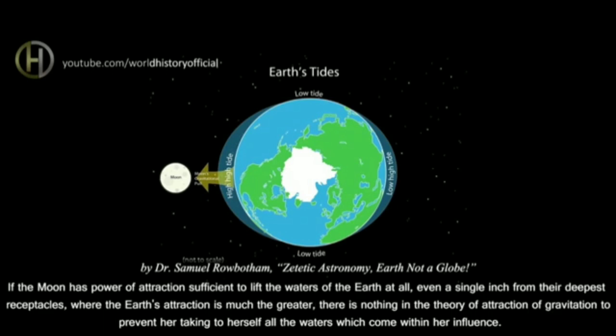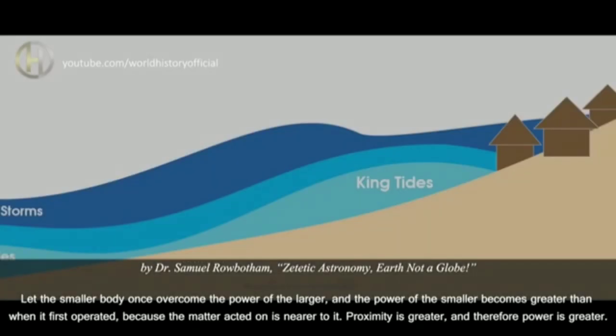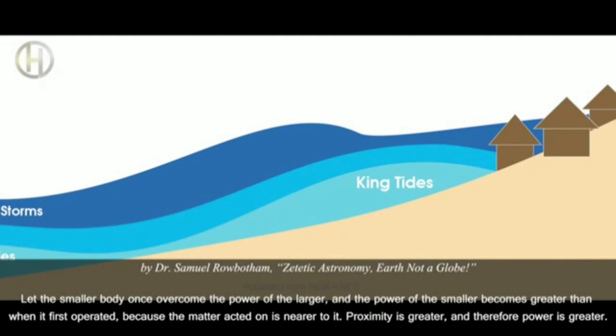If the moon has power of attraction sufficient to lift the waters of the Earth at all, even a single inch from their deepest receptacles, where the Earth's attraction is much the greater, there is nothing in the theory of attraction of gravitation to prevent her taking to herself all the waters which come within her influence. Let the smaller body once overcome the power of the larger, and the power of the smaller becomes greater than when it first operated, because the matter acted on is nearer to it. Proximity is greater, and therefore power is greater.